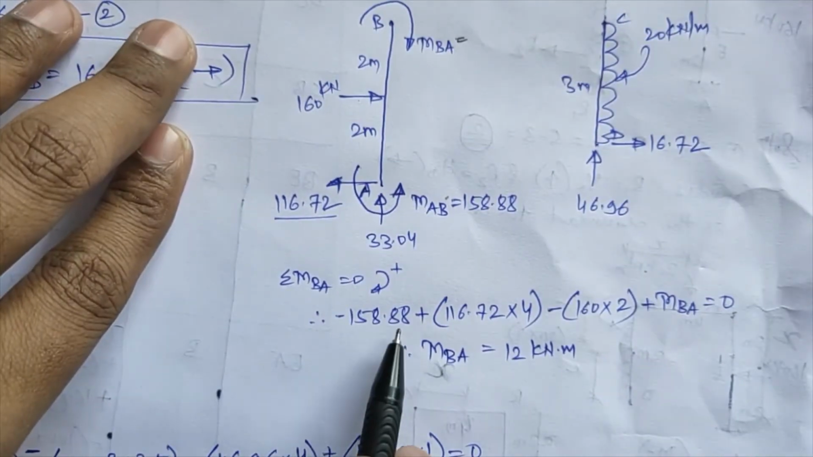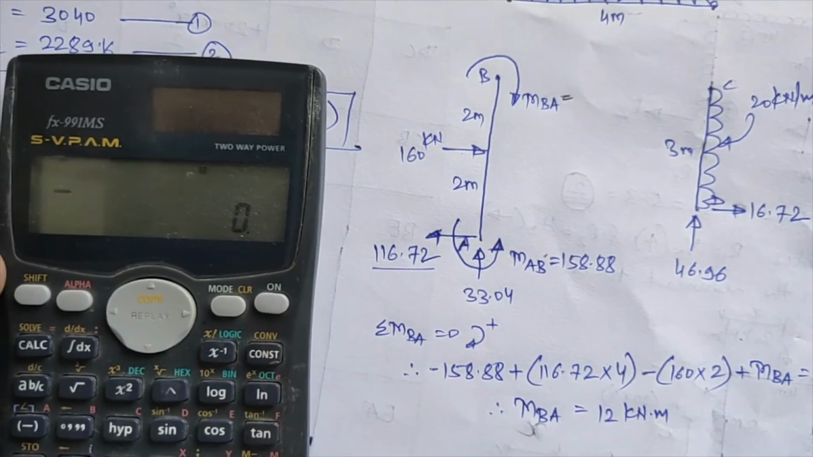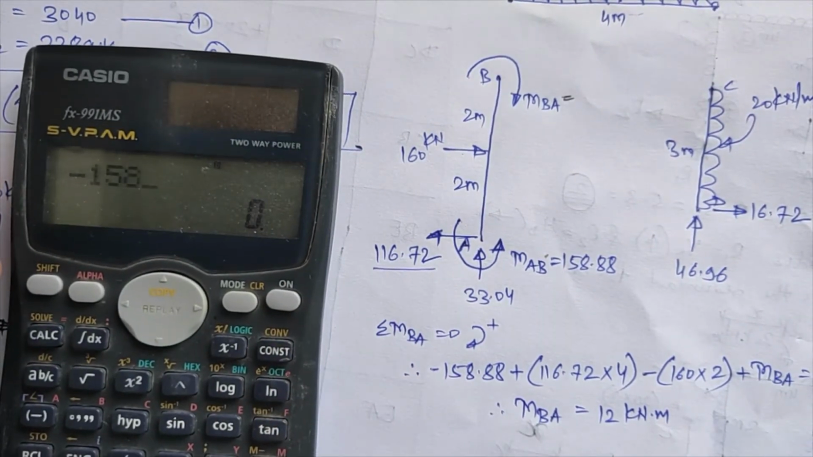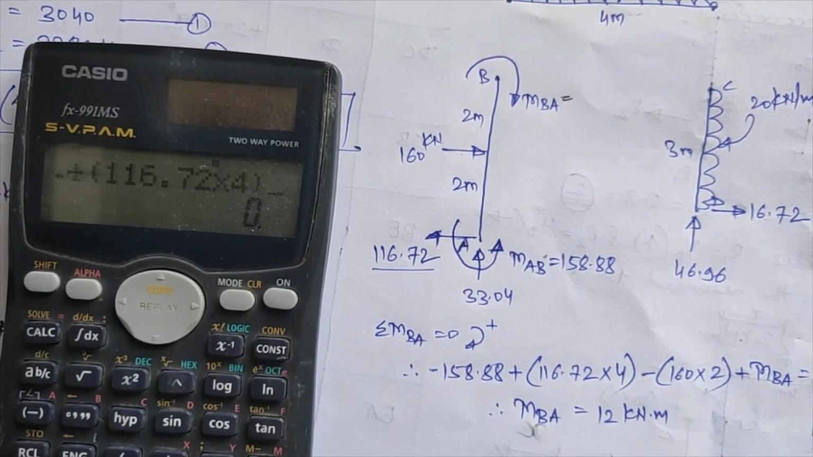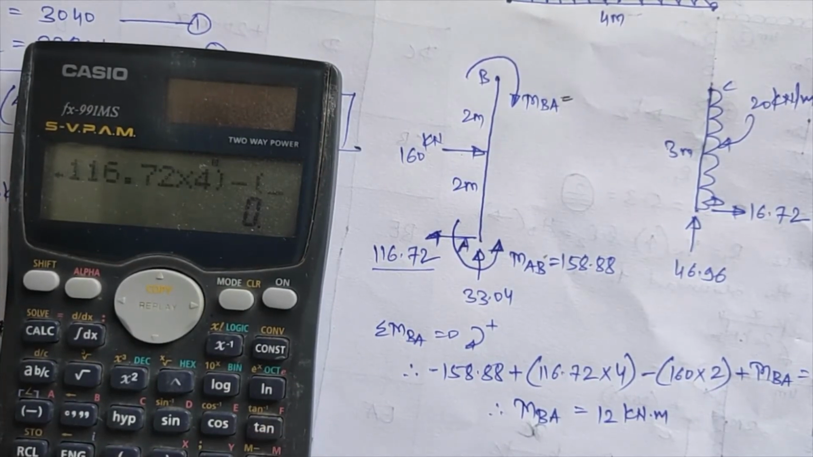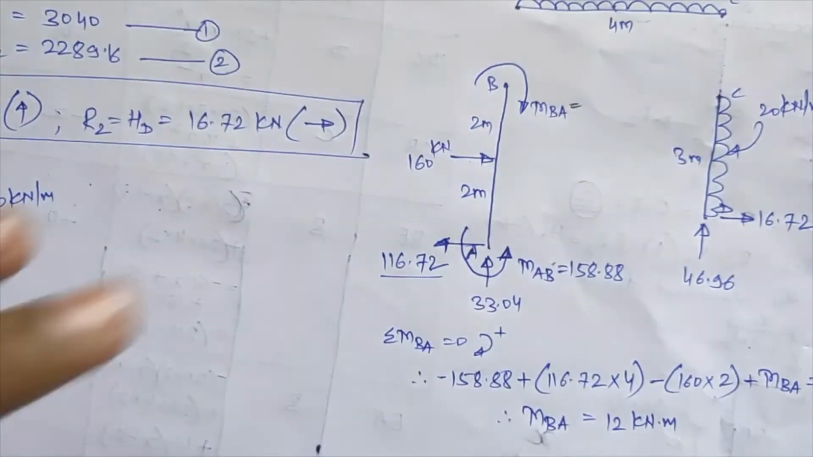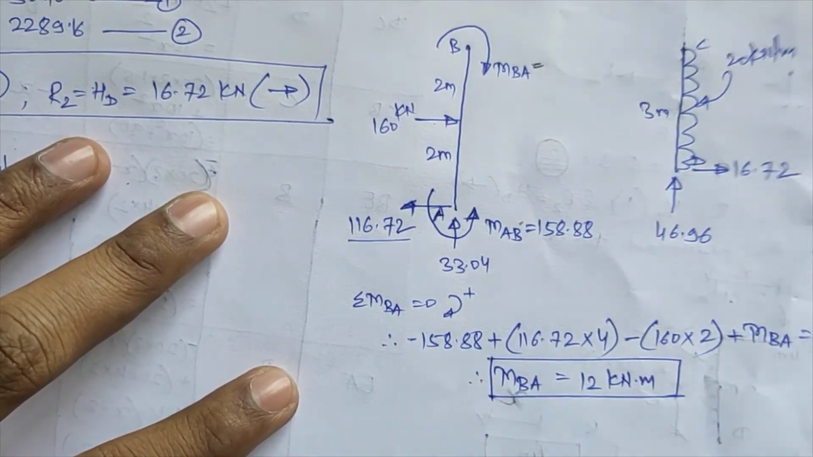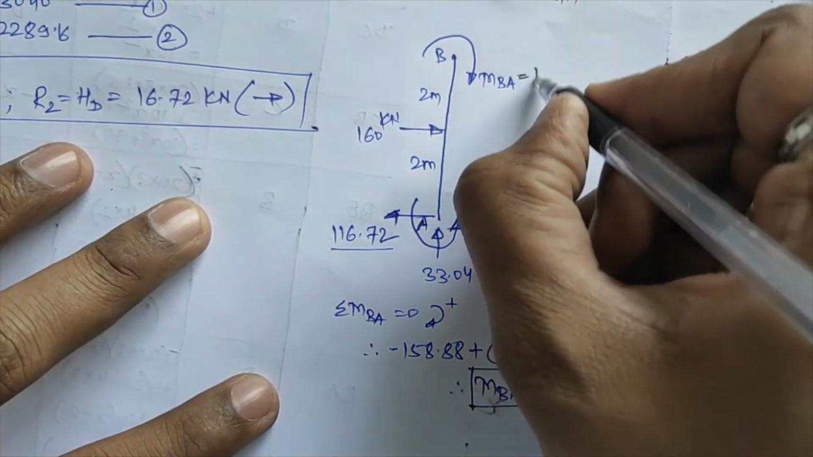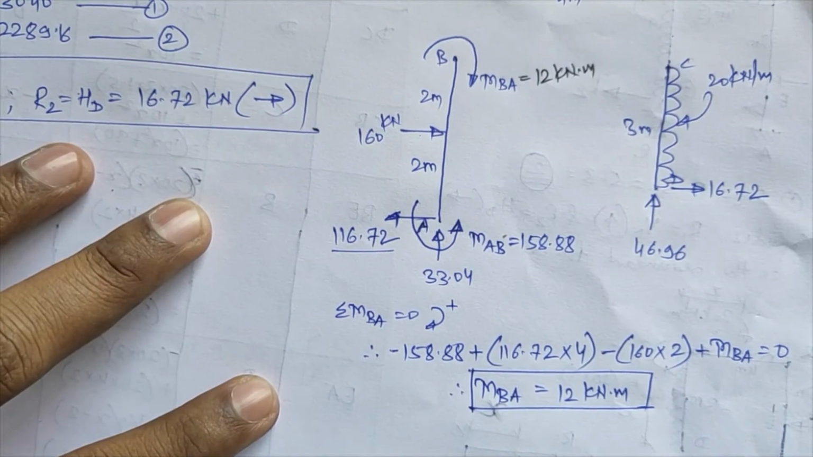See, this is 158.88, right? I'll solve over here. Minus 158.88 plus 116.72 into 4 minus 160 into 2. So this I am getting minus over here. When it goes to the LHS side, I'll get plus. So here I am getting MBA equal to 12. Okay, so here I'll write the value of that. MBA is equal to 12 kilonewton meter, right?